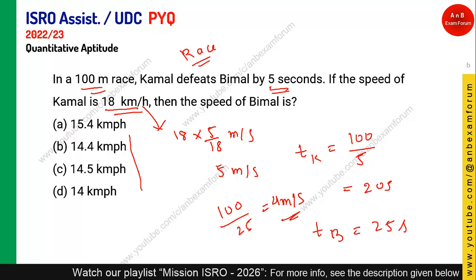But in the options all are in kilometer per hour. Again you need to convert, so conversion is very easy. You need to convert by multiplying 18 by 5, and if you solve it, it is 14.4 kilometer per hour. So option B is the right answer. The question is very simple, but you need to be very cautious while solving because it involves the conversion also.